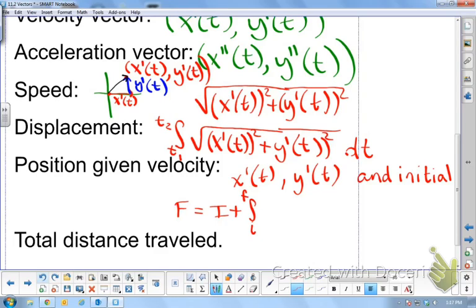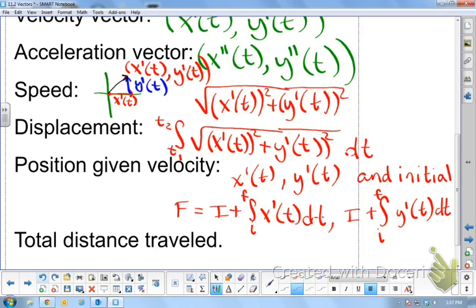So from initial to final of x prime of t, that would give me my x coordinate. How am I going to find my y coordinate? Same thing. So initial plus initial to final of y prime of t dt. And we did a unit on this, just not with vector forms. We did it with normal functions.